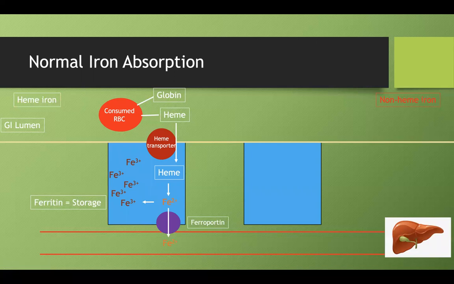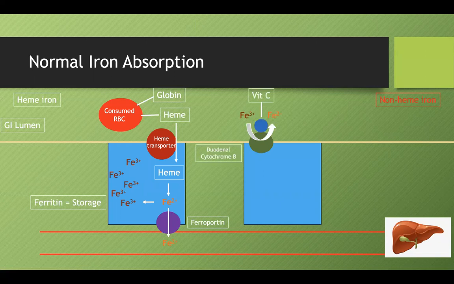Let's talk about how non-heme iron works. There's a little bit of a difference, especially within the GI lumen. Non-heme iron normally starts as that ferric form. And remember what I just said: that ferric form is not ideal. The ferrous form is what we want in order to transport it into our enterocyte. So what has to happen first is that a cytochrome B helps convert that iron from the ferric form to the ferrous form, and it does this using vitamin C as a cofactor.